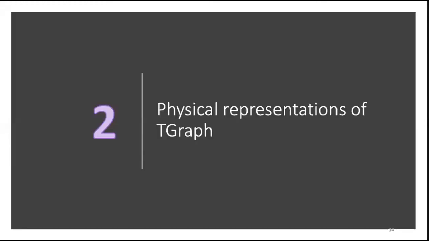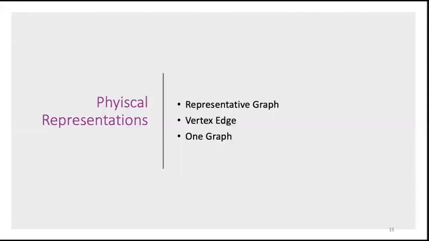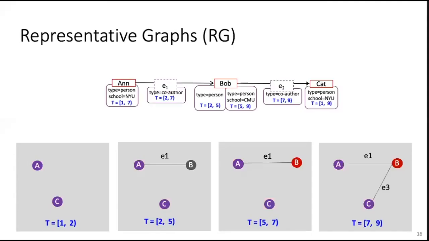Okay, now let's talk about some implementation details. In this section, we will talk about 3 physical representations that Portal uses to implement a T-graph model. The first is a representative graph, or RG. This is basically a sequence of non-temporal graphs that we introduced earlier in the model section.